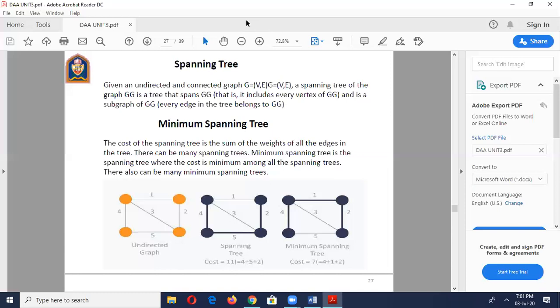A spanning tree of a graph G is a tree that spans G, that includes every vertex of G, and it is a subgraph of G. Every edge in the tree belongs to G.